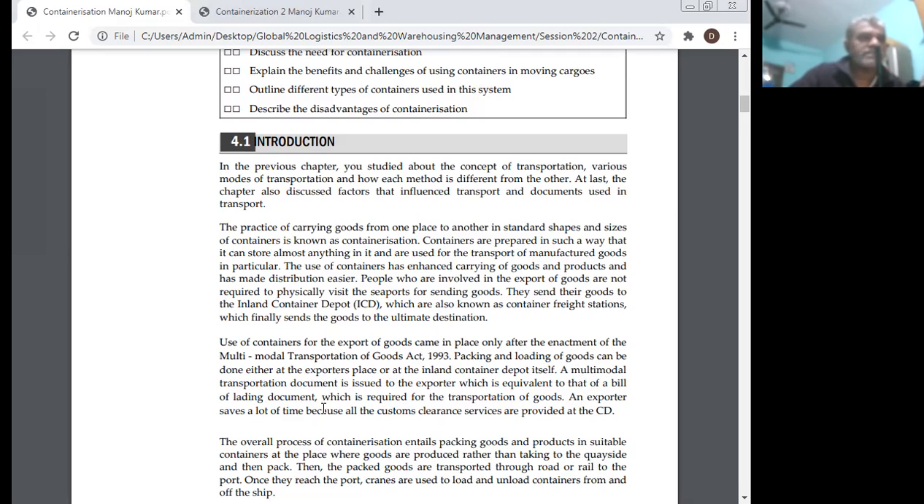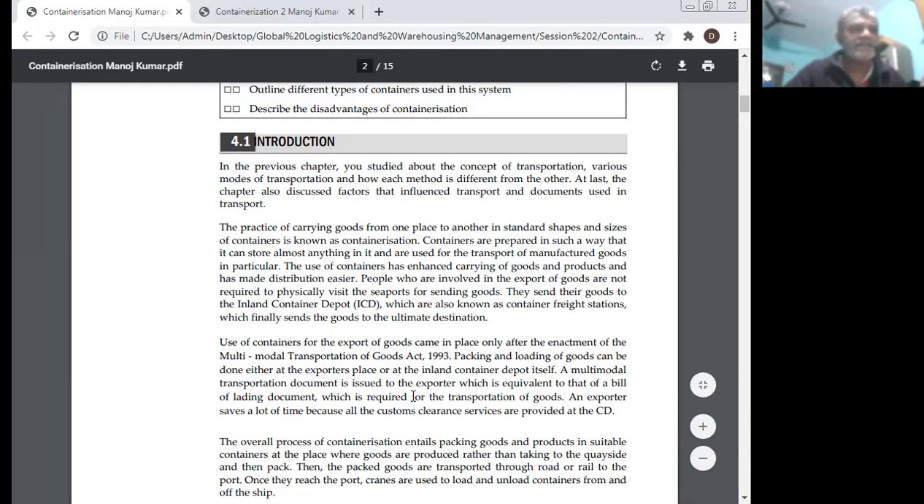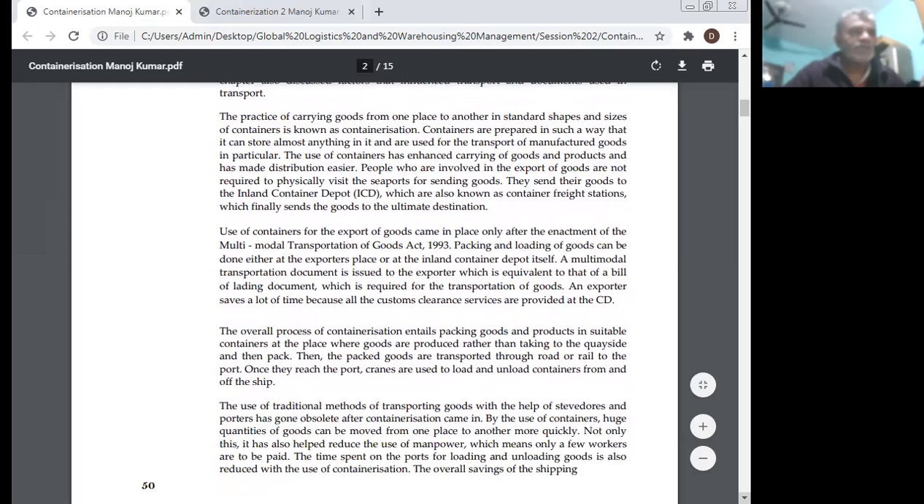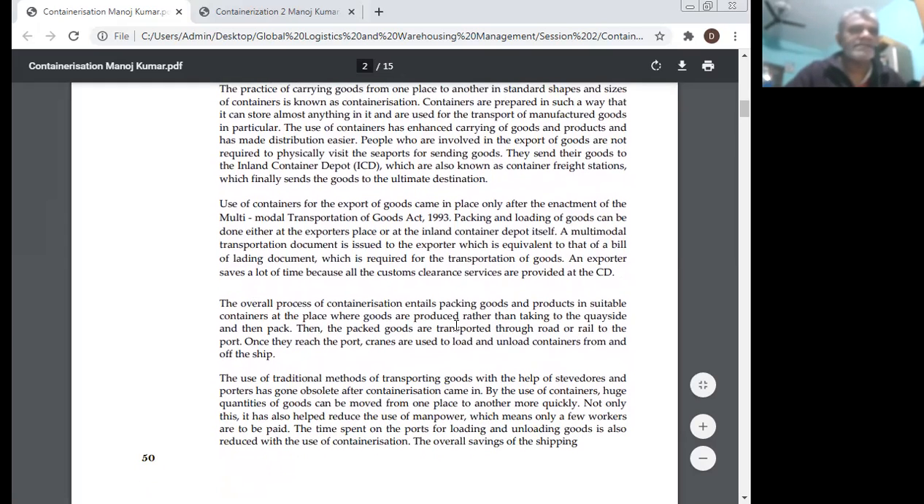Packing and loading of the goods can be done either at the exporter's place or at the inland container depot itself. A multimodal transportation document is issued to the exporter, which is equivalent to a bill of lading, which is required for the transportation of the goods. An exporter saves a lot of time because all the customs clearance services are provided at the container depot.